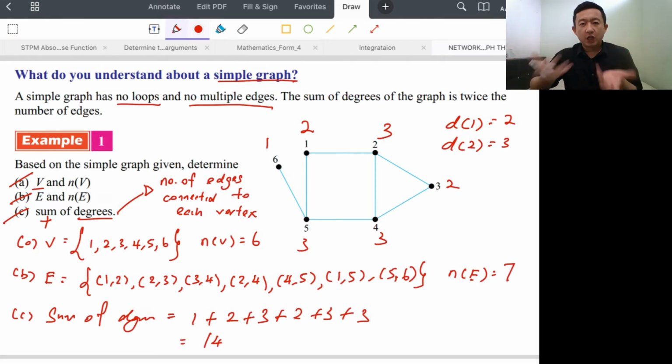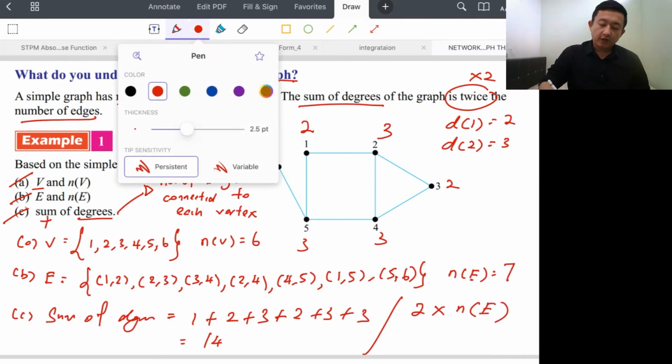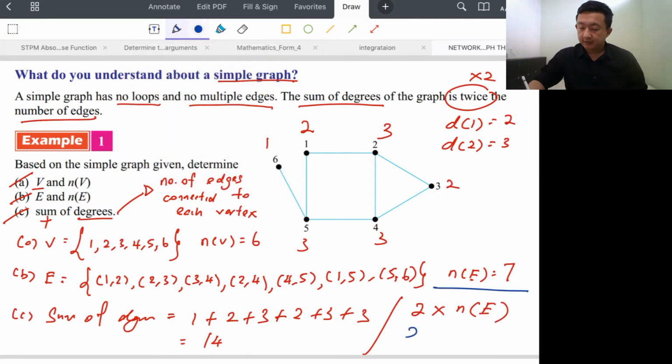Imagine you have a lot of vertices and a lot of edges. You can still list out like this, but it's just going to take a lot of time. So there is a formula to find the sum of degree: twice the number of edges. Do we know the number of edges? Yes. So 2 multiplied by 7, we have 14. So 14 is the sum of degree. Okay, this is how we go for the formula.